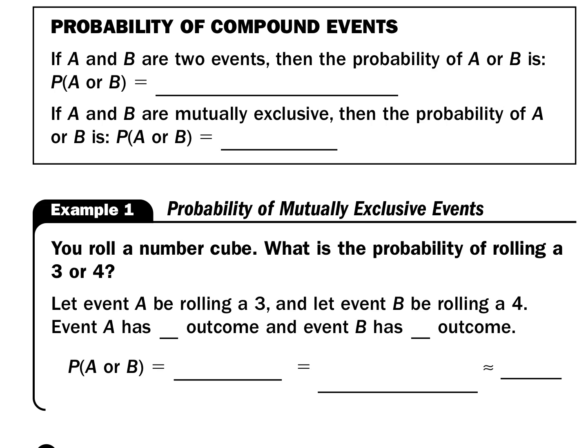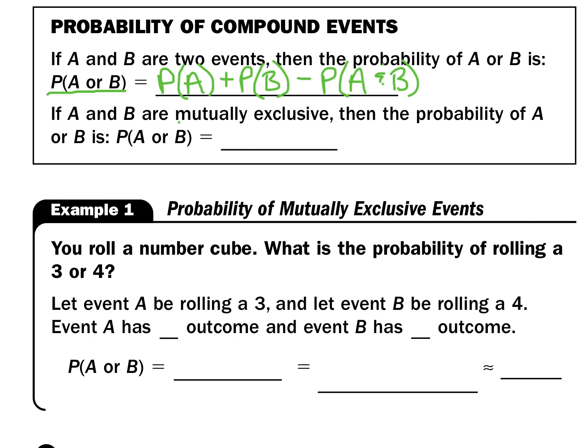12.4, probability of compound events. So if A and B are two events, any two events, then the probability of A or B is equal to the probability of A plus the probability of B minus the probability that both A and B occur. So the probability of A plus the probability of B minus the probability of both A and B.